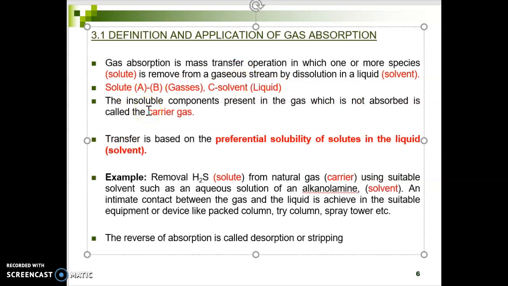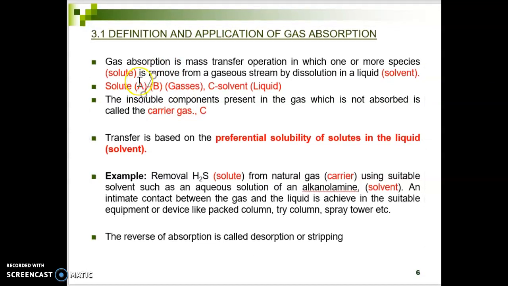The insoluble component present in the gas which is not absorbed is called the carrier gas, which is your B. So your B isn't soluble in the liquid and just acts as the carrier gas. That means the purpose is to separate A and B, so we will obtain our A. We are interested in our A.